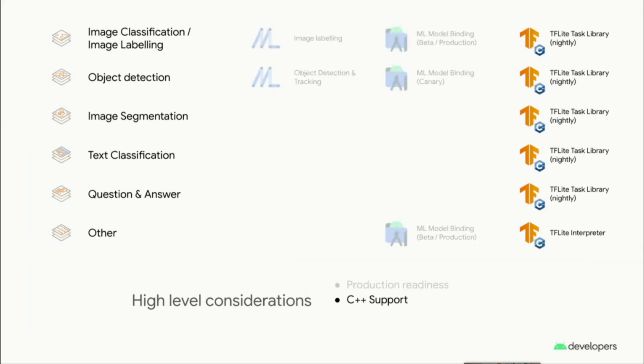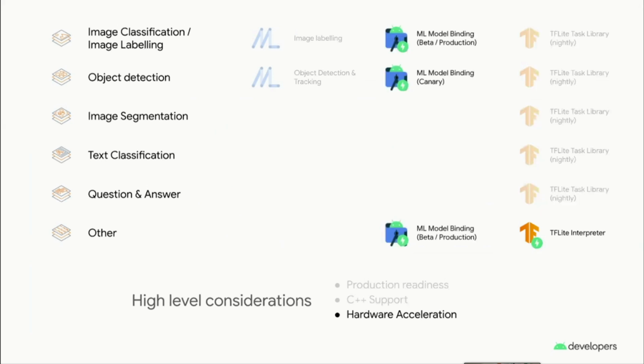The second one is around C++ support. If you're coding in native, then the only option, I'm afraid, is the TF-Lite Task Library or the TF-Lite interpreter, because all the other solutions are not supported in C++. And finally, when you're thinking about hardware acceleration, then the option that you should choose is ML model binding or the TF-Lite interpreter. Those are the solutions where you can switch on the GPU acceleration or use the NN API, or in other cases, use multi-threaded CPU models. Those options exist in ML model binding and the TF-Lite interpreter.